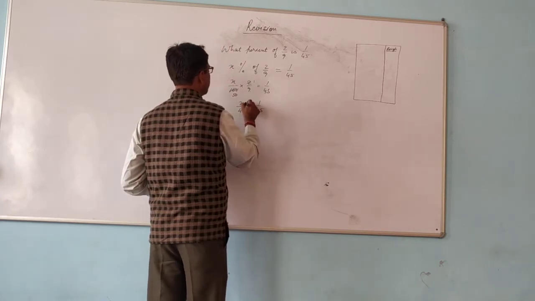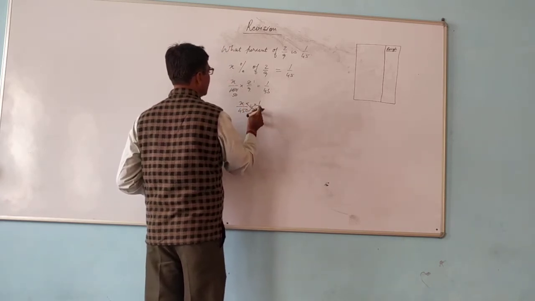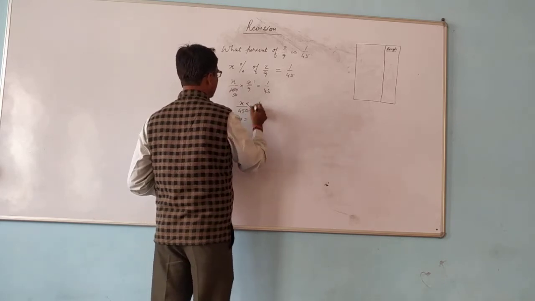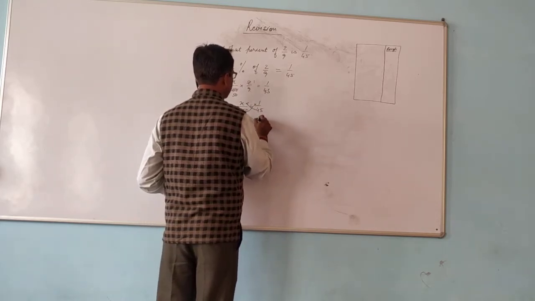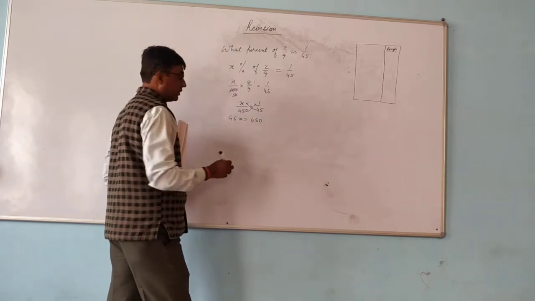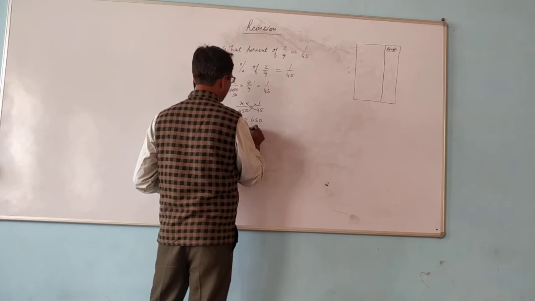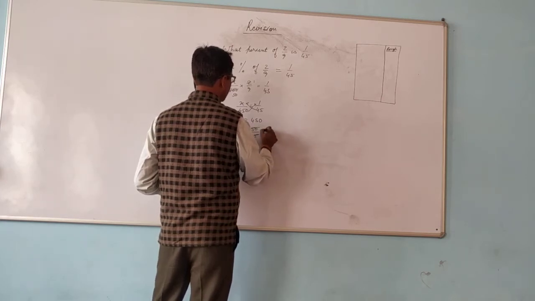Now just cross multiply it. 45 into x becomes 45x, and this becomes 450 into 1, which is 450. Now you find out x, which is your percentage, so 450 upon 45. It gives you 10%.